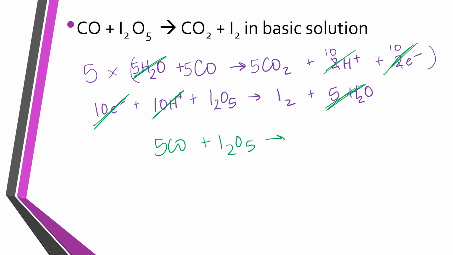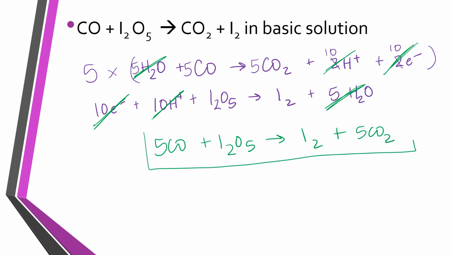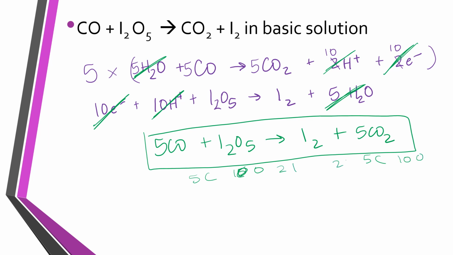Because my hydrogens canceled, I don't even have to convert acid to base, because I already canceled out all of my acids. So 5 carbons, 5 carbons, 5 plus 5 is 10 oxygens, 10 oxygens, 2 iodines, my charges are 0 and 0. So this is balanced. So that was kind of a silly example.